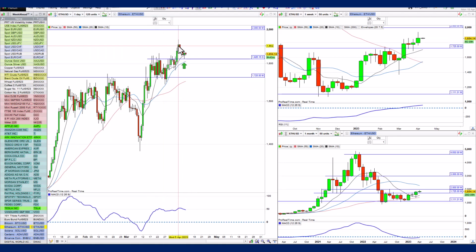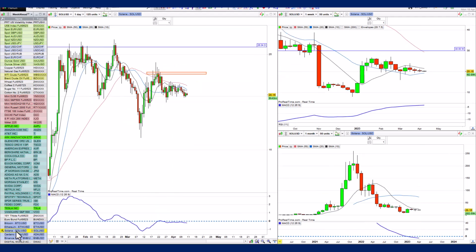Ethereum did manage to break out, pullback, a bit of a bullish candle here. I mark that, and the sentiment here is neutral. Overall, that's a better sign for Ethereum than it is for Bitcoin. More bullish than anything else.